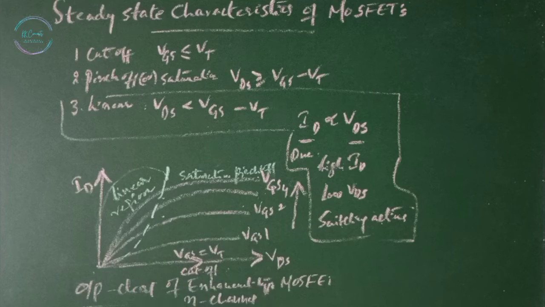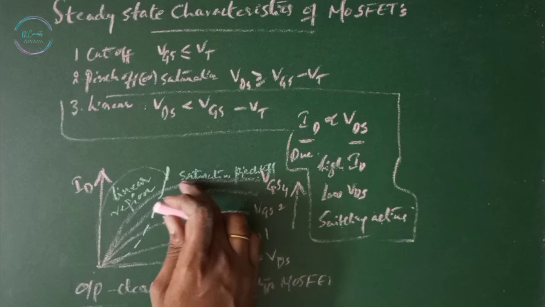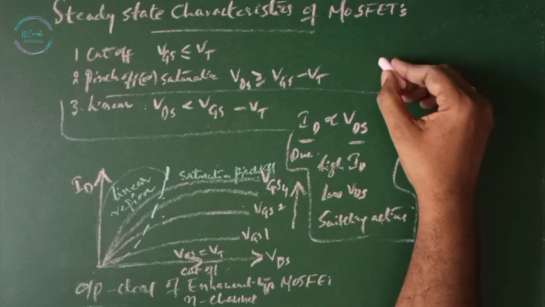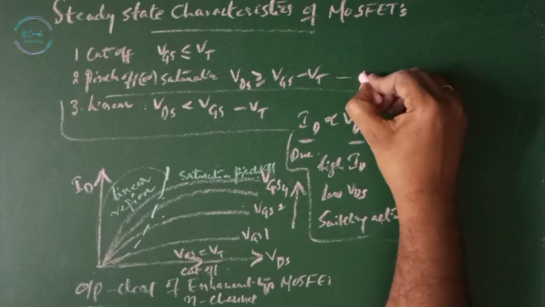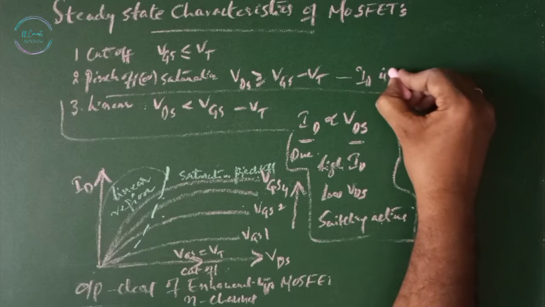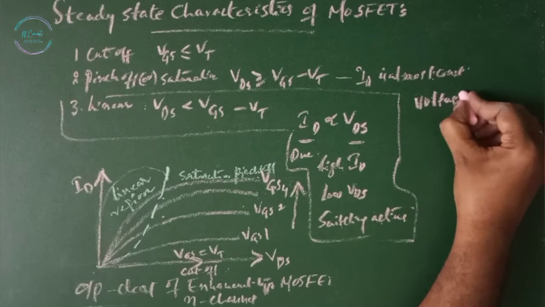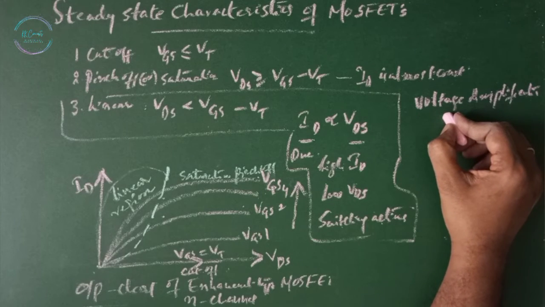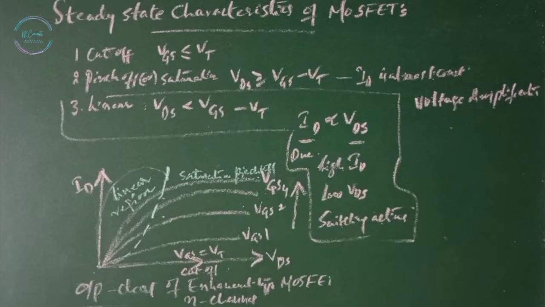In saturation, if you observe, even if the voltage VDS increases, the current remains constant for each VGS, the gate source voltage. Or else we can say in the pinch-off region, ID is almost constant. For voltage amplification purposes, we operate MOSFETs in the saturation region.